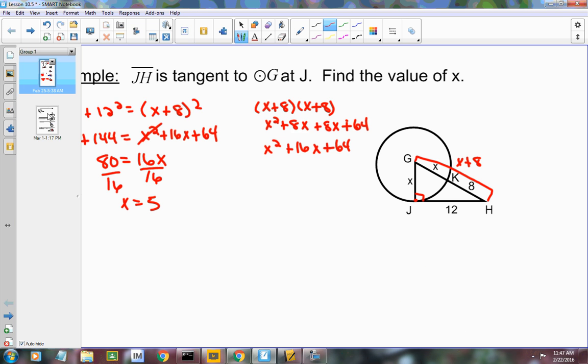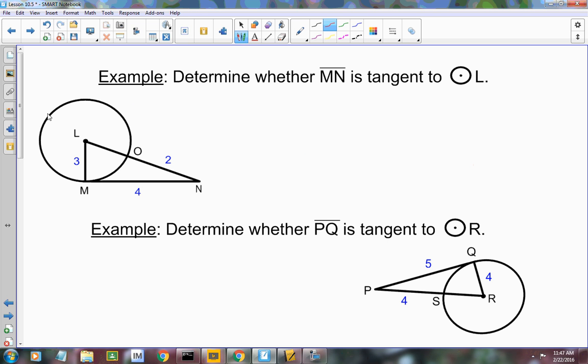Okay, now let's look at the converse of this theorem. We want this time to determine whether MN is tangent to circle L. In the last problem, we knew that it was tangent, so it created a right triangle, and we were able to use the Pythagorean theorem to find the missing part. Well, here, I want to determine if, in fact, this is a tangent, okay? And in order for it to be a tangent, what's this triangle going to have to be? Right triangle, okay? And so we can use the Pythagorean theorem here as well.